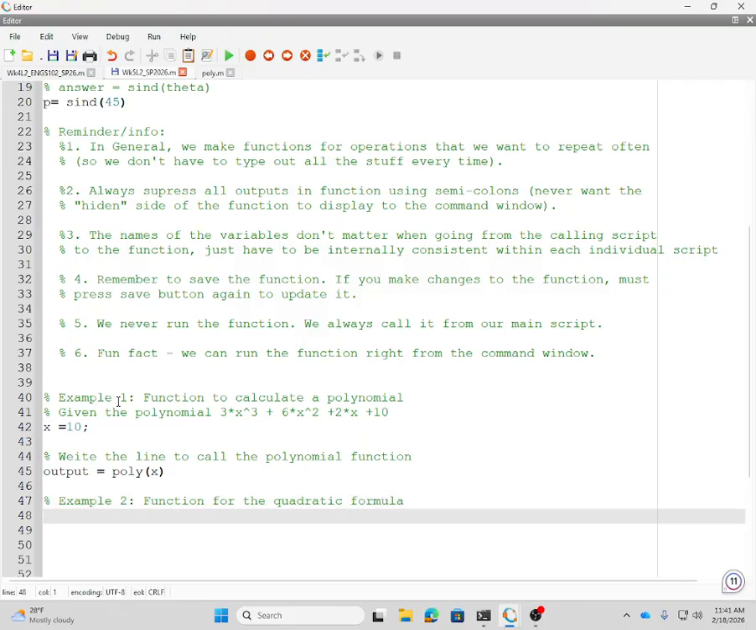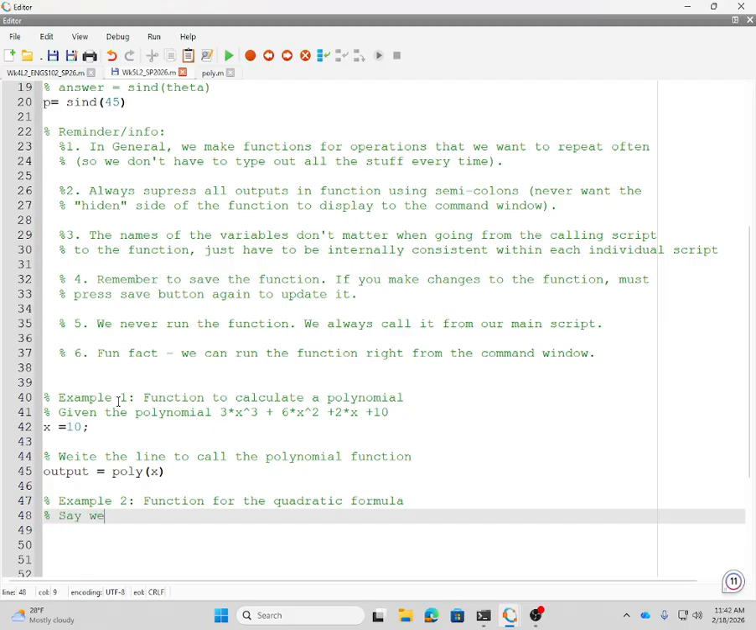You guys know the quadratic formula? What is the solution for a quadratic equation? It will be minus b plus minus the square root of b square minus 4ac, divided by 2a, right? So plus minus gives you two values. So that's the quadratic equation, right? What if you'd like to write a function for that? So that's what we're doing now, okay? All right, so this is your example 2, and let me give you a little bit more.